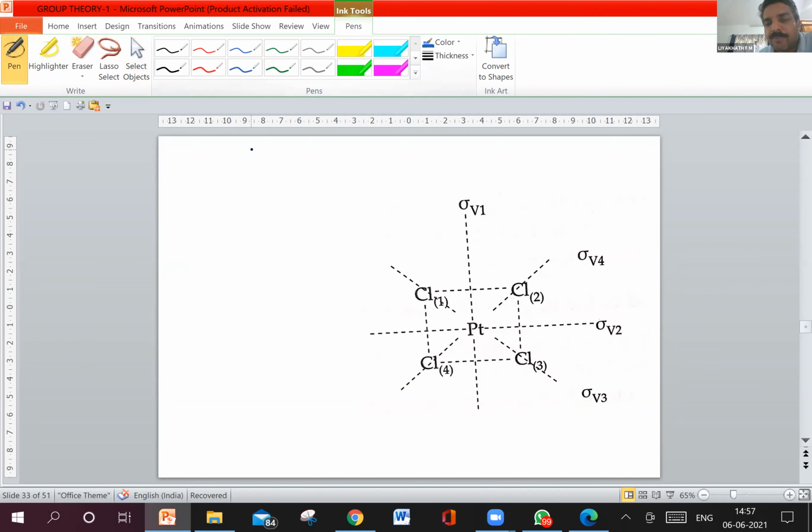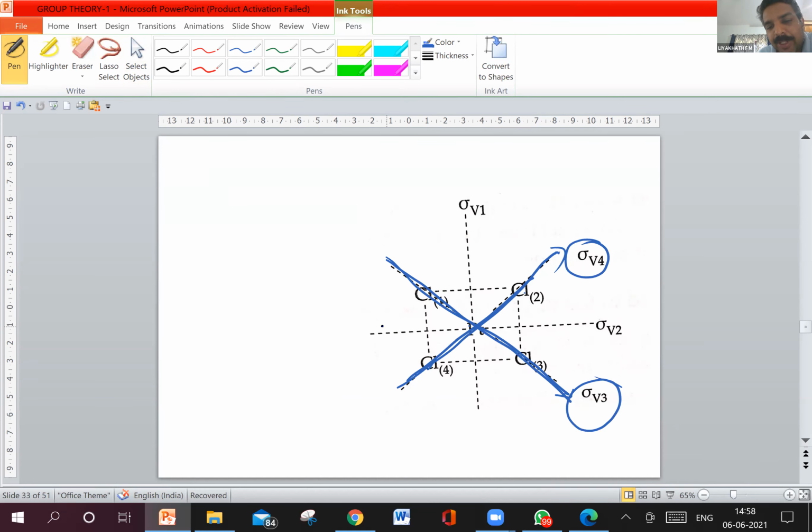And consider sigma V planes. This is a sigma V plane, and this is another sigma V plane. By simply looking, we can say they are equivalent because all are passing through one platinum and 2 Cl. Here one platinum and 2 Cl, here one platinum and 2 Cl. So these two sigma V planes belong to the same class.